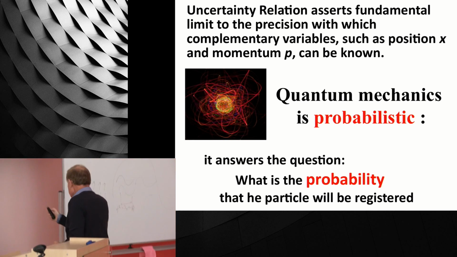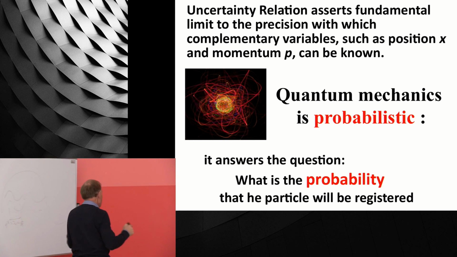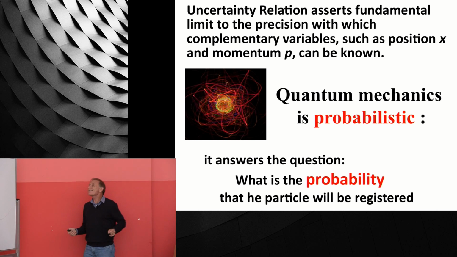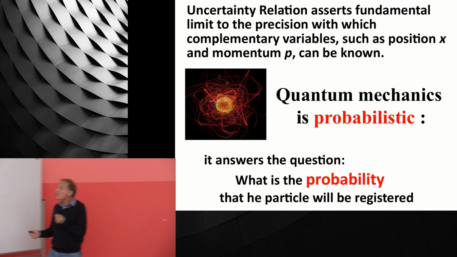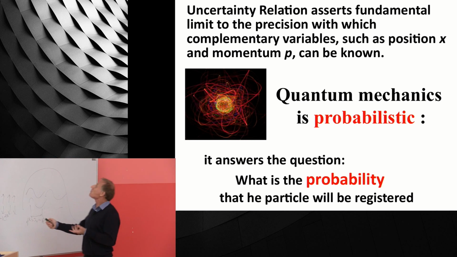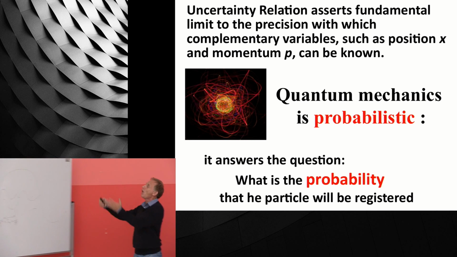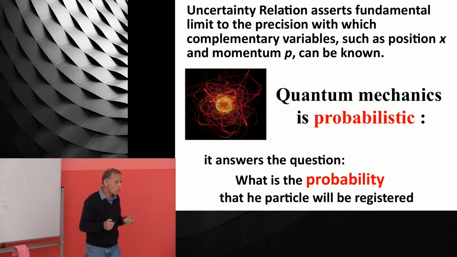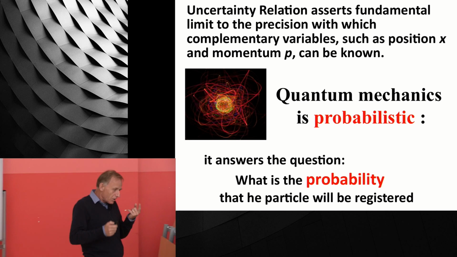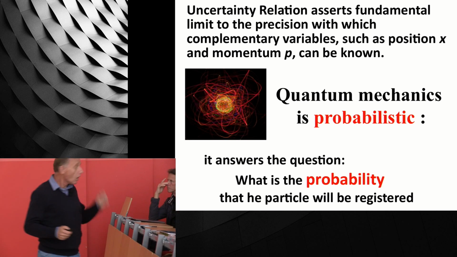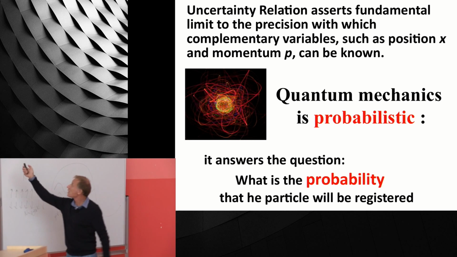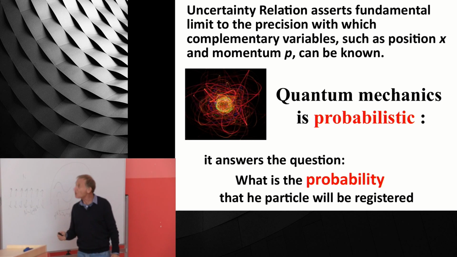However, the key difference is that quantum mechanics is different. It's probabilistic. It can only answer the question, what is the probability that a given particle is registered here or there, or has a given velocity. It never can answer the question whether the particle is, for instance, here or there. It only gives us the probability with which this particle can be registered.